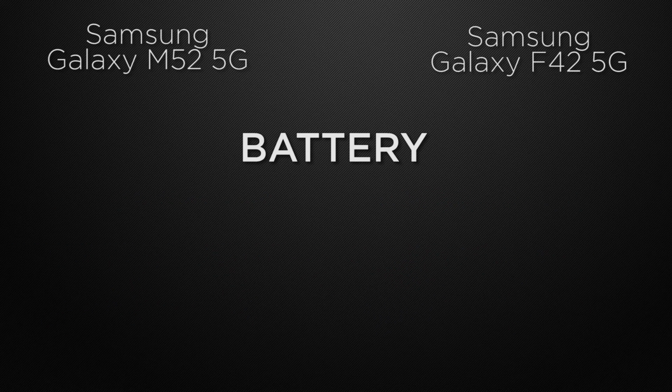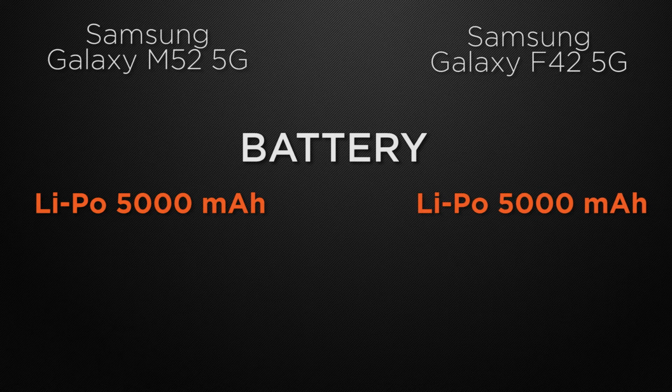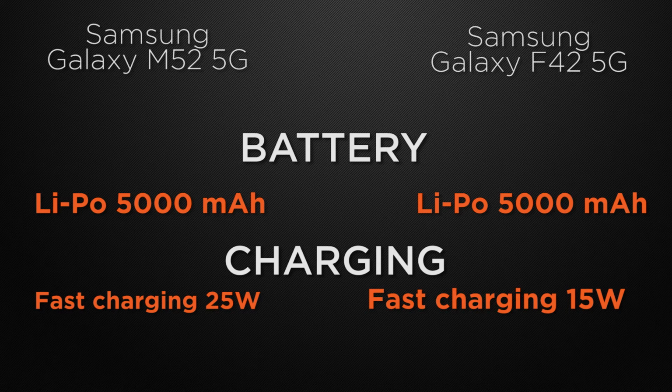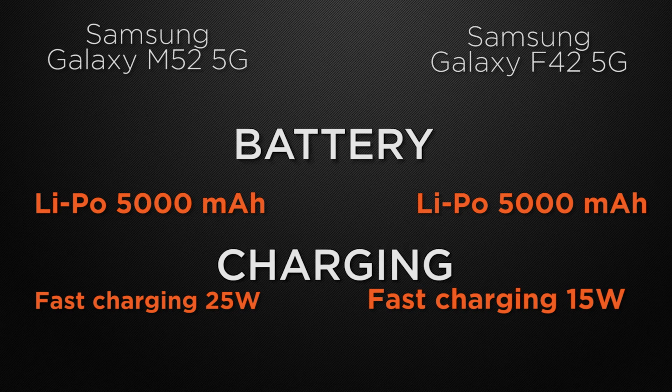Let's talk about the battery capacity of the devices. M52 has 5000 mAh of battery capacity, whereas F42 also has 5000 mAh of battery capacity. So it's a tie because both of the devices have the same battery capacity. Let's talk about the charging speed of the devices. M52 has 25 watts of fast charging, whereas F42 has 15 watts of fast charging. So the winner here is M52 because it has a faster charging speed.